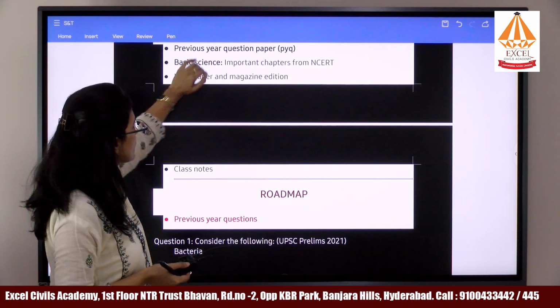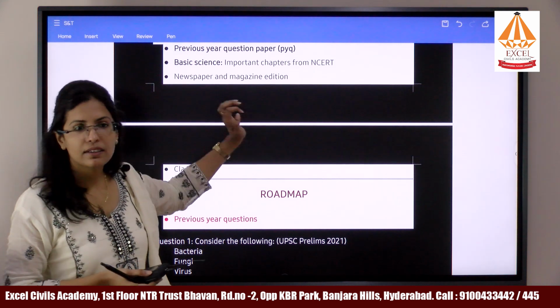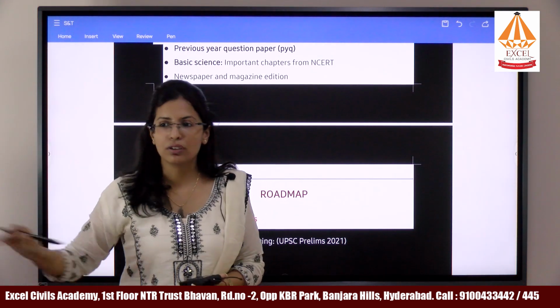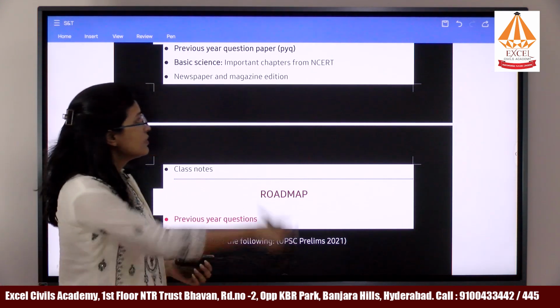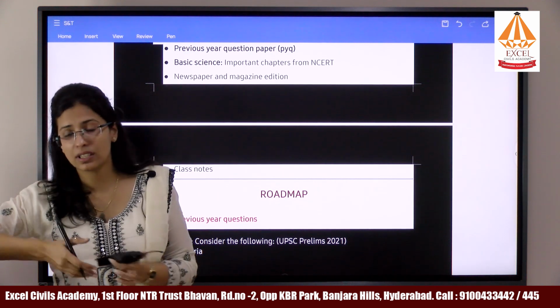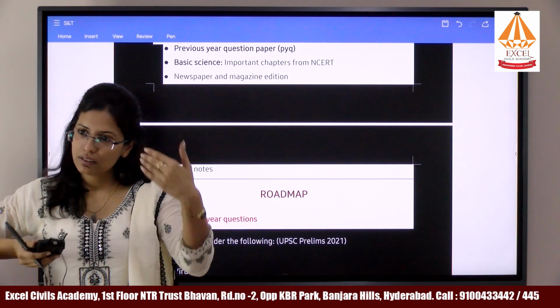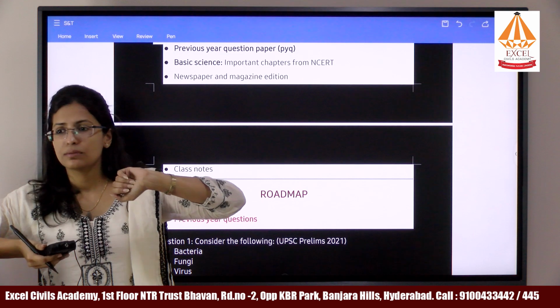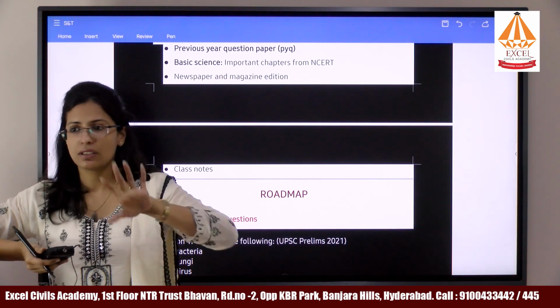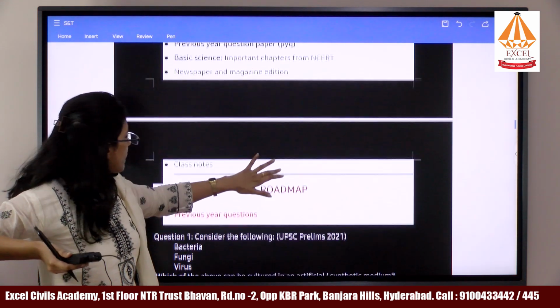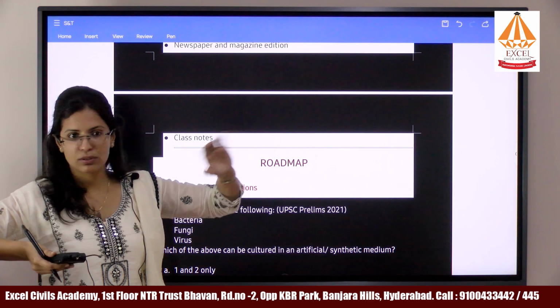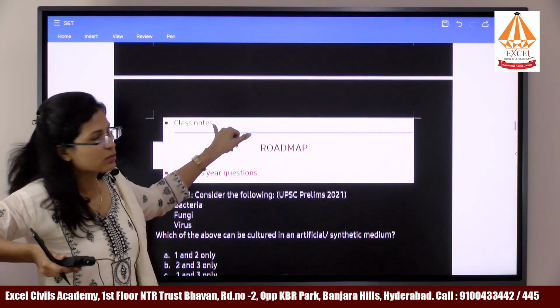And again, newspaper, our current affairs, whatever current affairs are going on. Then we have a magazine edition. In that also we'll bring forward all the newspaper articles or the current affairs that are important with respect to this, and other topics also, right? And then class notes, obviously.